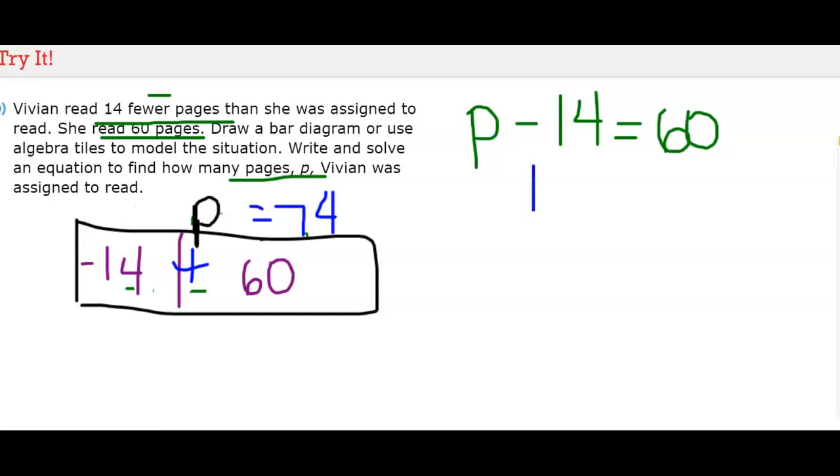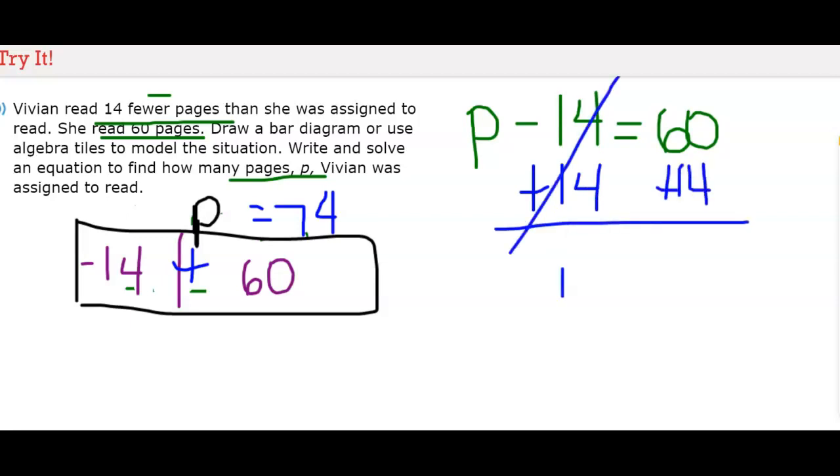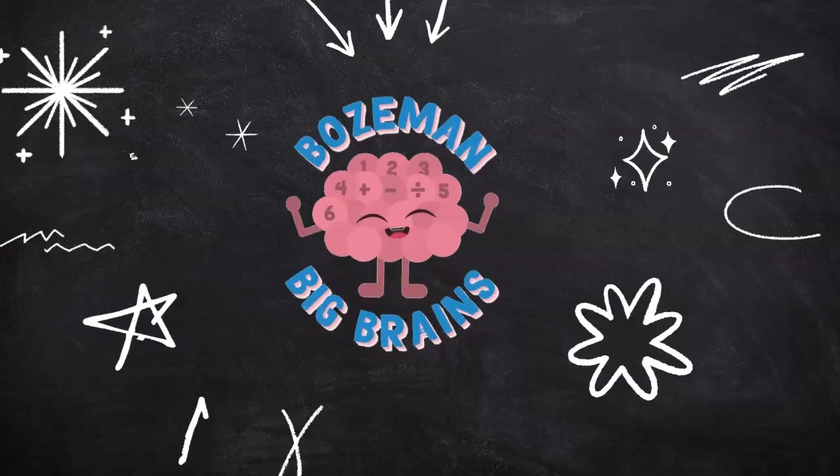Mathematically, I'll show it over here. If we add 14 to both sides of the equation, that will equal 0, and then we have P by itself, and then 60 plus 14 is 74.